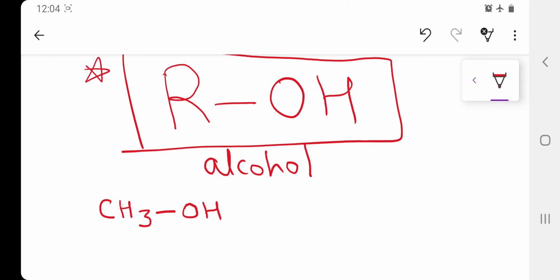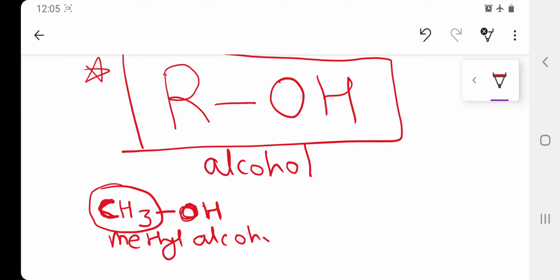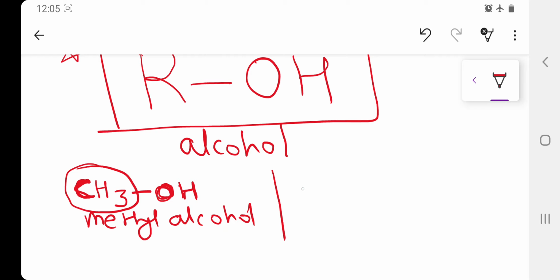Now you understand that carbon has 4 bonds, 3 with hydrogen and 1 with the OH group, that is the hydroxy group. Then this structure completes and this is now a molecule of CH3OH. That means you can call it methyl. That means this is a methyl group, so it is alcohol, methyl alcohol.